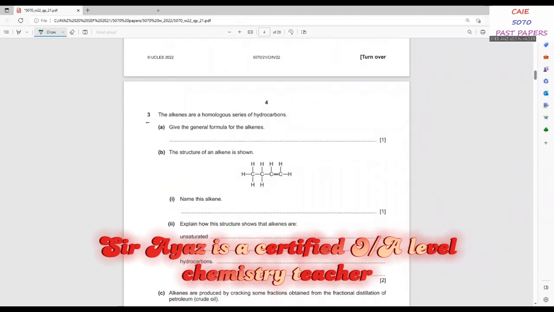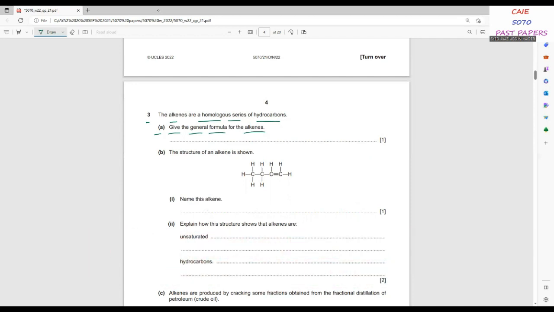Question number 3. The alkenes are a homologous series of hydrocarbons. A. Give the general formula for the alkenes. CnH2n will be the general formula for alkenes. B. The structure of an alkene is shown. This is the structure of an alkene. Part 1. Name this alkene.